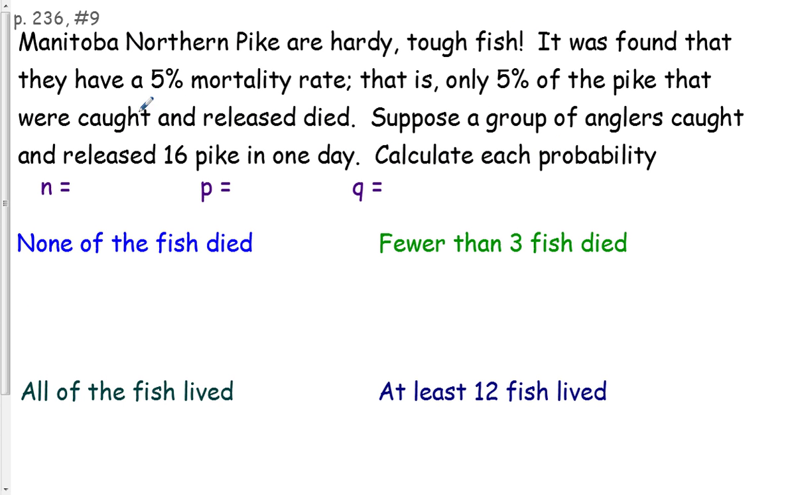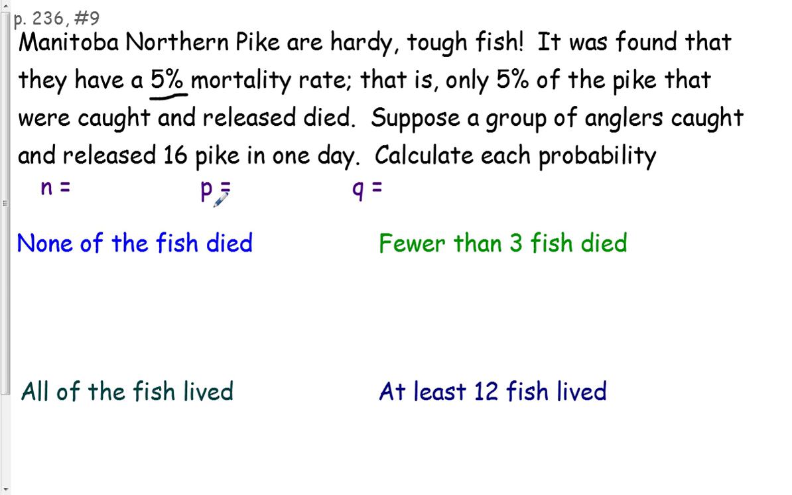Next page, we're doing page 236, number 9's question, which is: Manitoba northern pike are hardy, tough fish. It was found that they have a 5% mortality rate, that being only 5% of the pike that were caught and released died. Suppose a group of anglers caught and released 16 pike in one day. Calculate the probability.